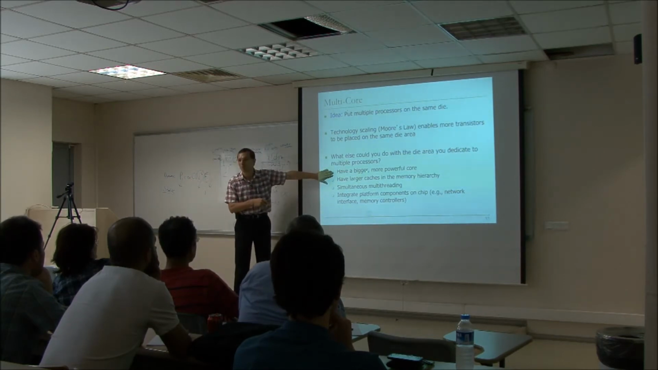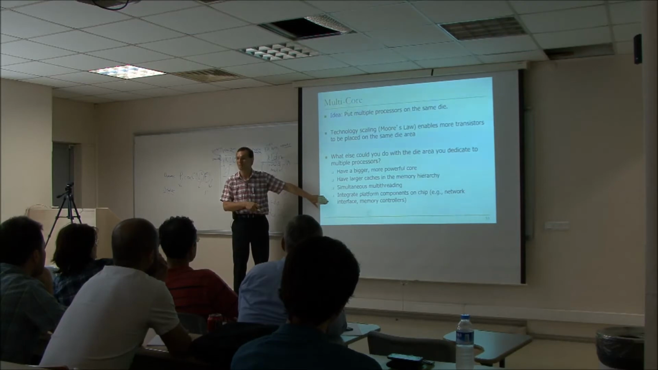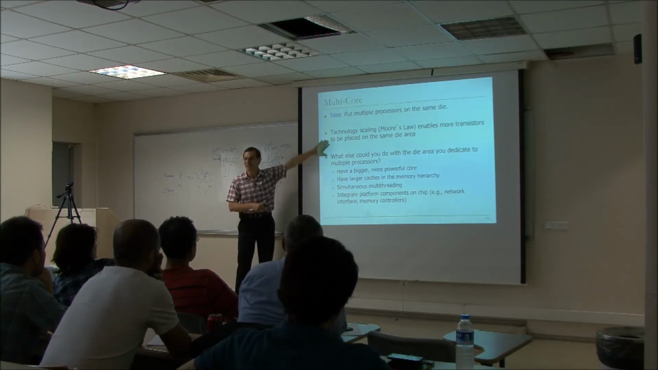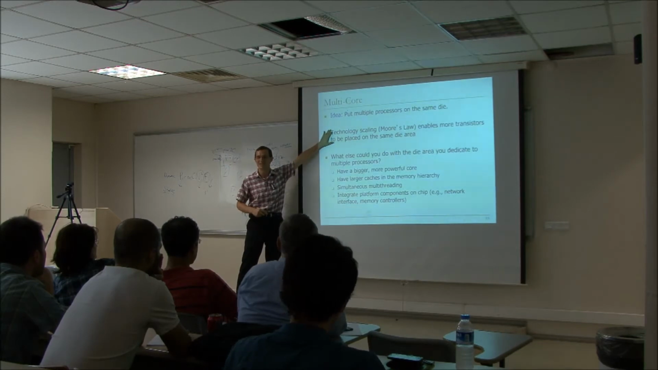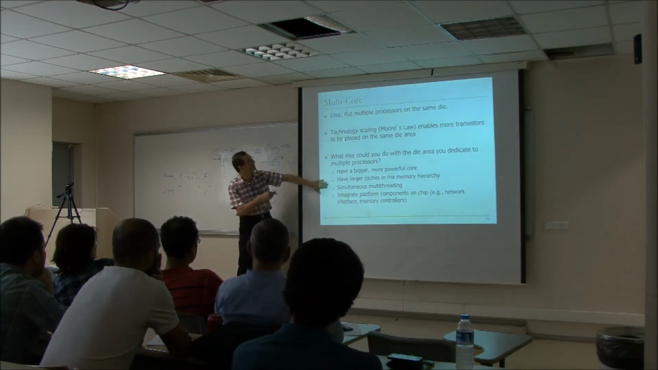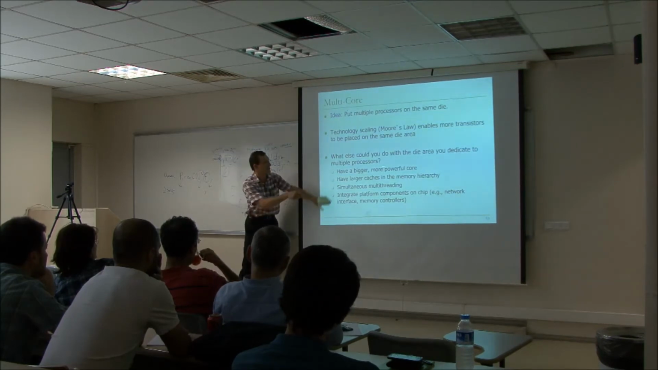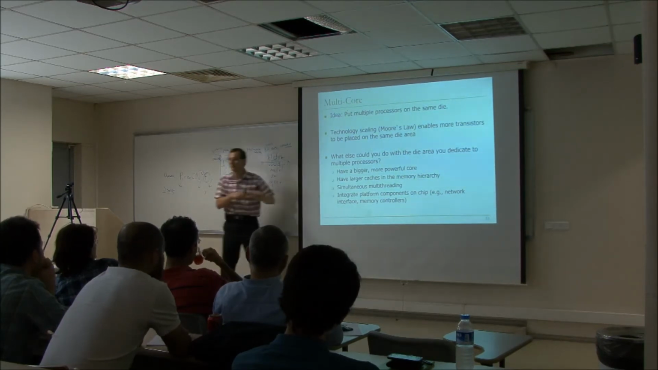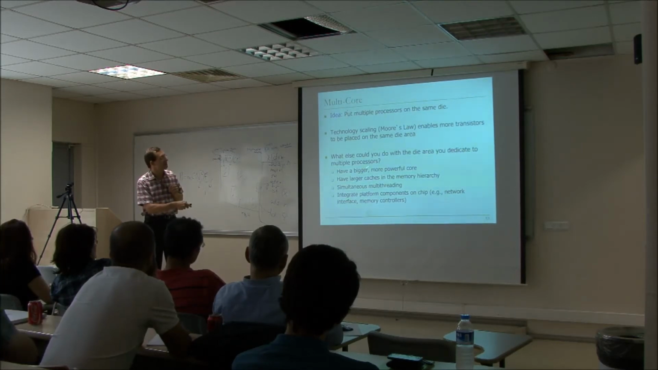You can have a bigger, more powerful core. You can have larger caches in the memory hierarchy. You can have simultaneous multi-threading. You can integrate other platform components on chip. Now, these are not necessarily orthogonal to each other. You can do all of them at the same time, right, to actually use these transistors. And some of that is happening. But the predominant trend was to put actually multiple processors on the same chip, instead of doing, for example, this bigger, more powerful core. And let's talk about some of the trade-offs compared to putting multiple processors on the same die.